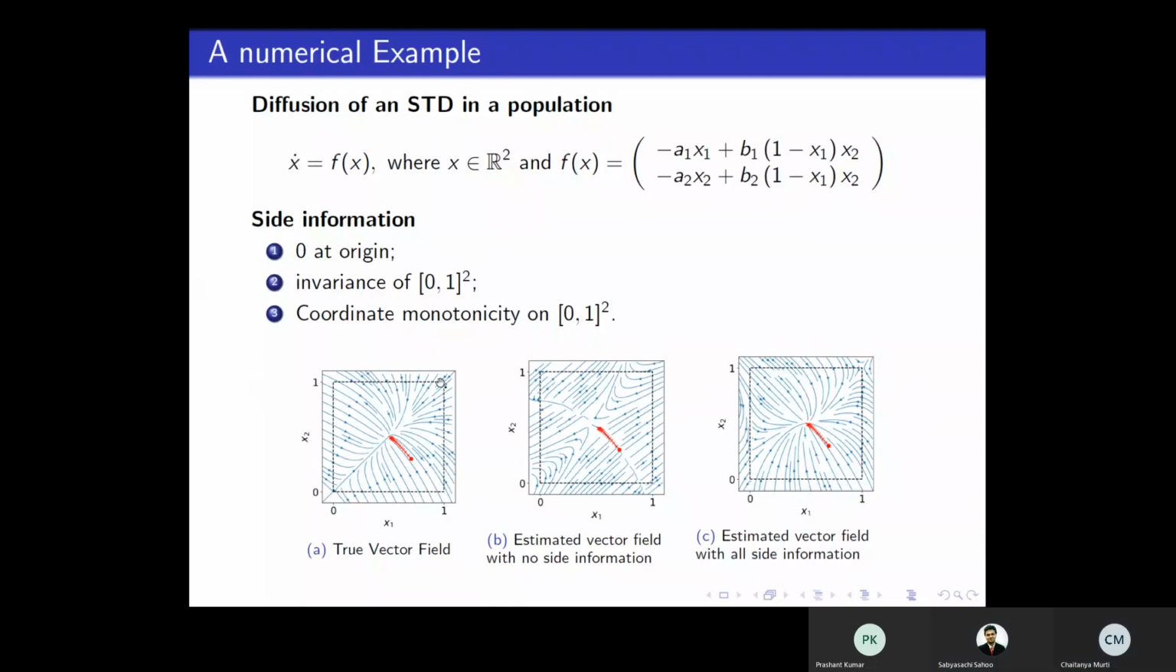Now, we have this side information: it's 0 at the origin. If the trajectory starts in the 0, 1 by 0, 1 box, it'll remain there. And it is always monotonically decreasing on 0, 1. Now, figure A is a true vector field.